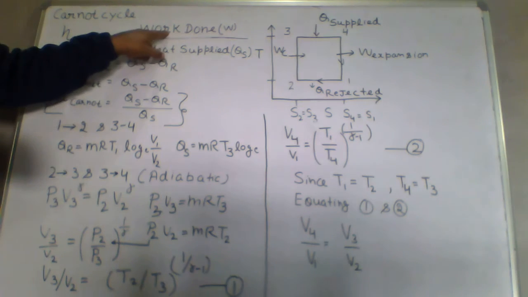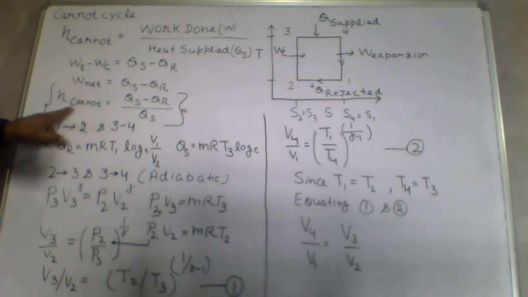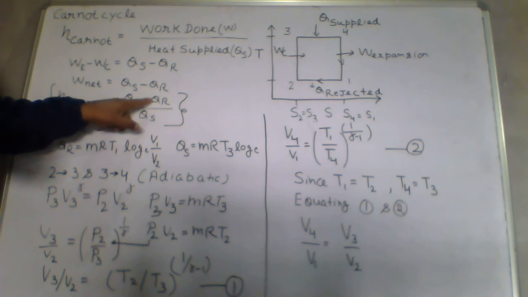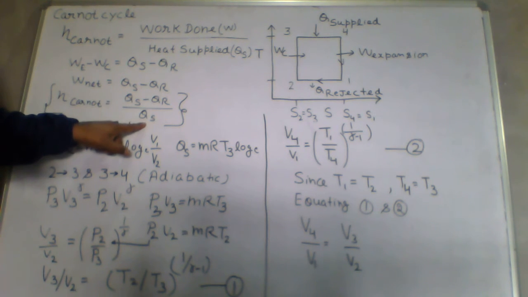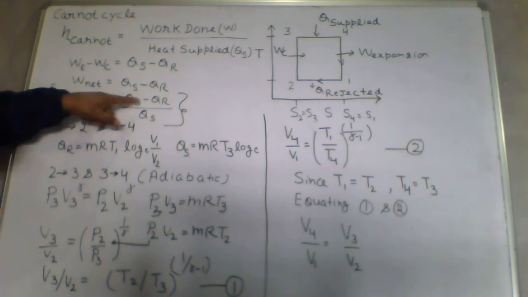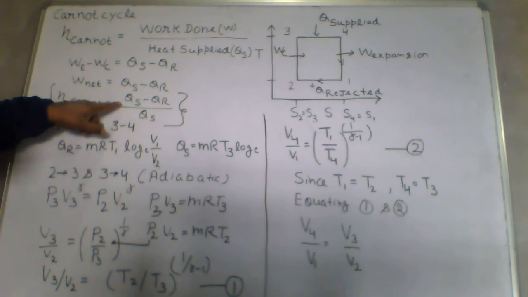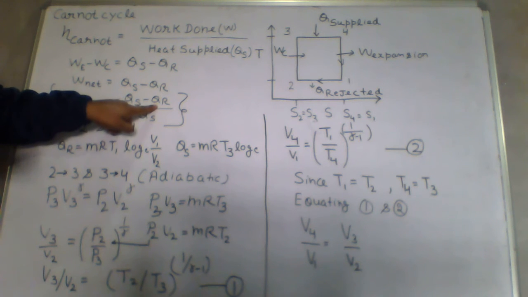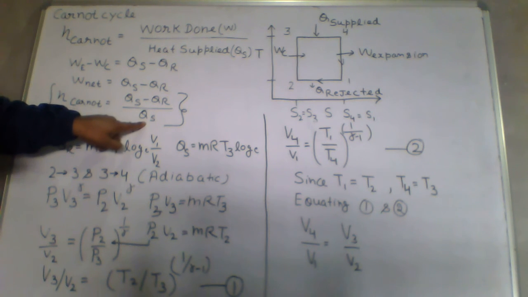So this value we will put here. Efficiency of Carnot is equal to heat supplied minus heat rejected divided by heat supplied. So this is your Carnot efficiency. We will solve these equations. We will replace Qs with some parameters in terms of temperature, volume and pressure. We will replace this value and we will replace heat supplied.